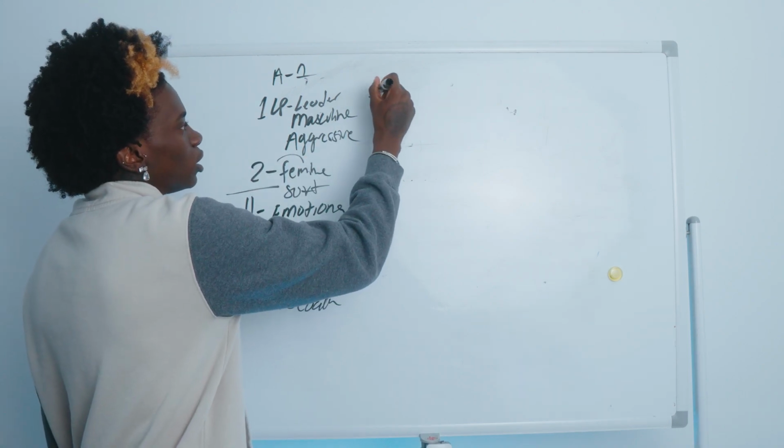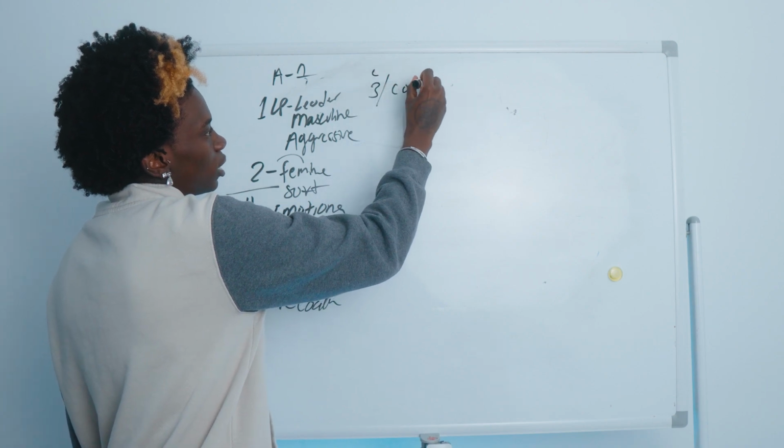Now you have the 3. The third letter in the alphabet is C. The 3 is the comedian.